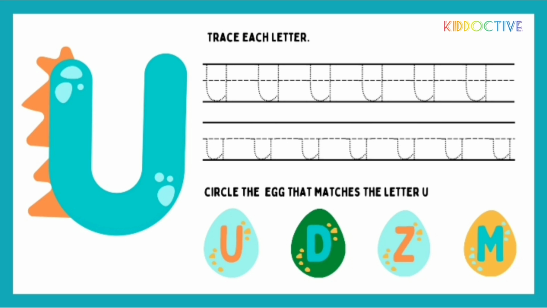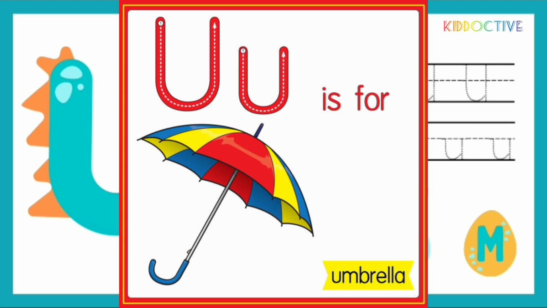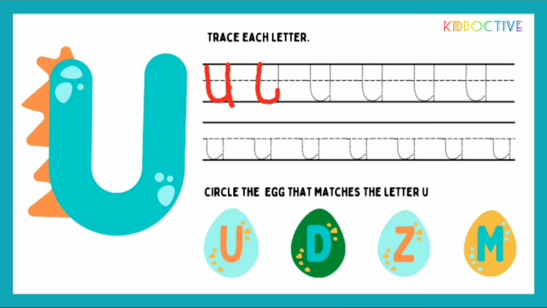Now comes letter U. You know any object related to letter U? U for umbrella. So we are going to trace the capital letter U. Okay? This is capital letter U. Now comes the small letter U. This is small letter U. Circle the egg that matches the letter U. Where is the letter U? Letter U at the first egg. The first egg is having letter U.